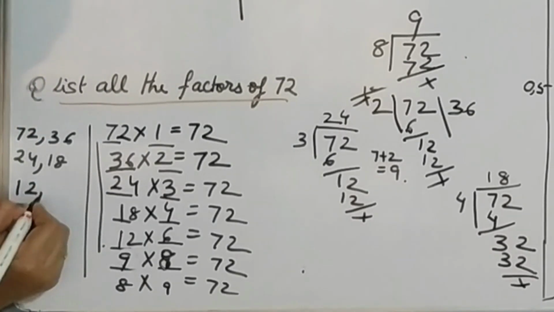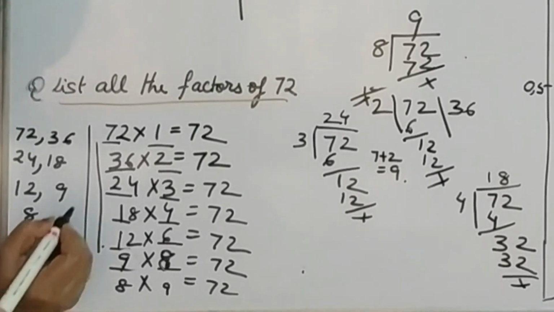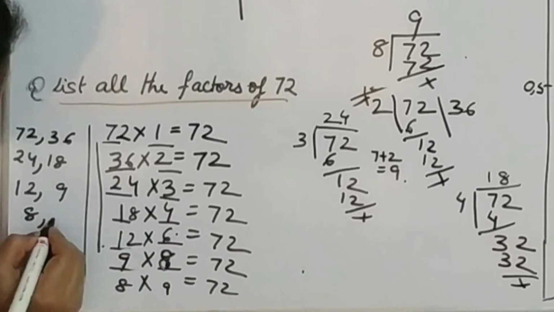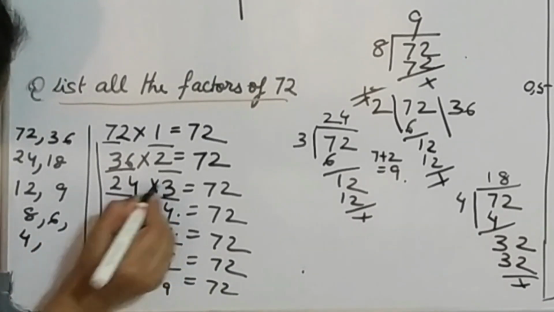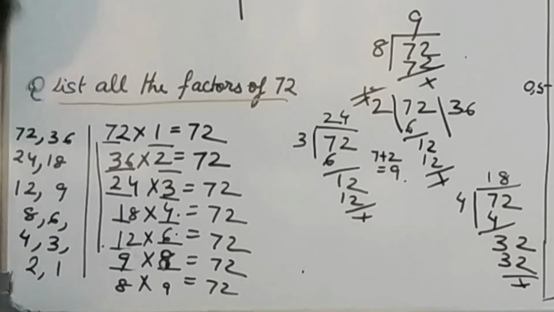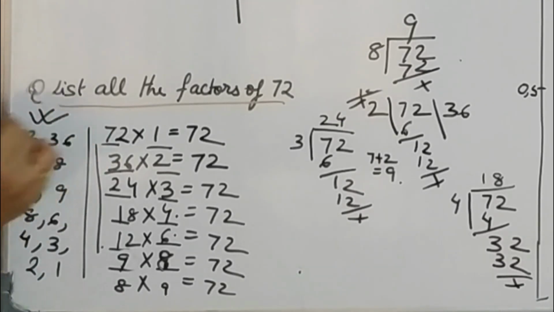18, 12, 9, 8. Then we will take 8. Then we will take 6. Then 4. Then 3. Then 2. Then 1. So these are the factors of 72. I hope this is clear.